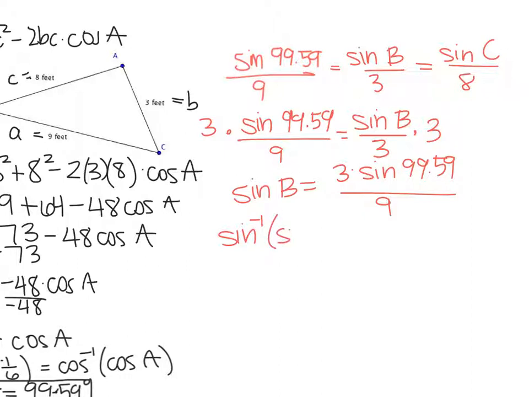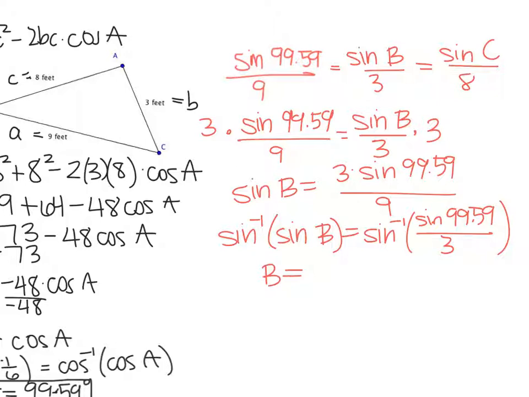Take the sine inverse of both sides. And in this case, 3 and 9 can actually simplify. So I'm going to go ahead and simplify it. So we're basically taking the sine inverse of sine of 99.59 over 3. So we get that B is 19.19 degrees.